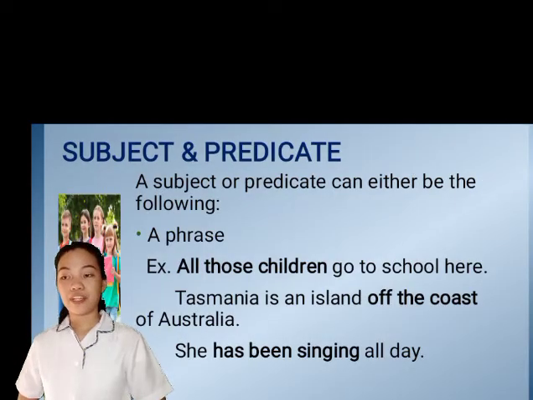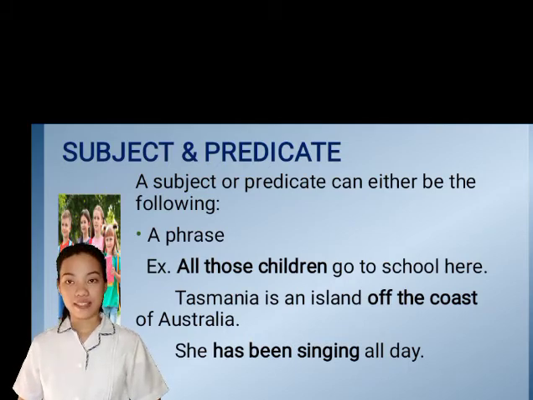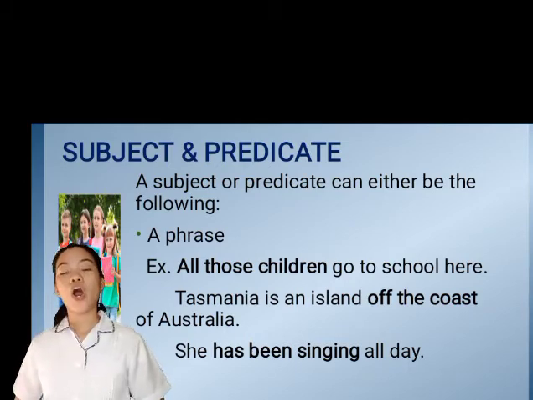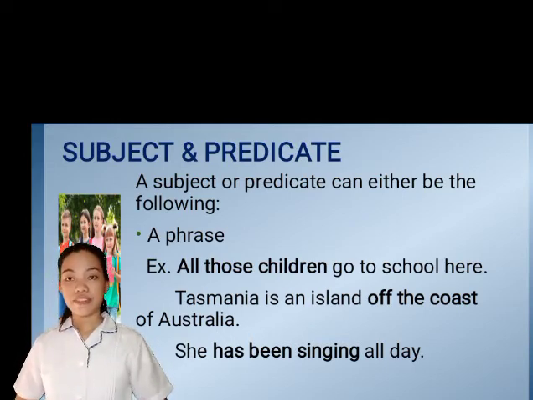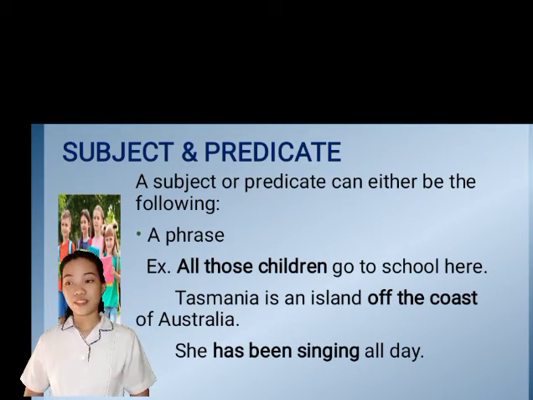A subject and predicate can also be a phrase. For example, all those children go to school here. The phrase all those children is a noun phrase, and the predicate go to school here is a verb phrase. Another sentence, Tasmania is an island off the coast of Australia. In the sentence, the phrase off the coast is a prepositional phrase.